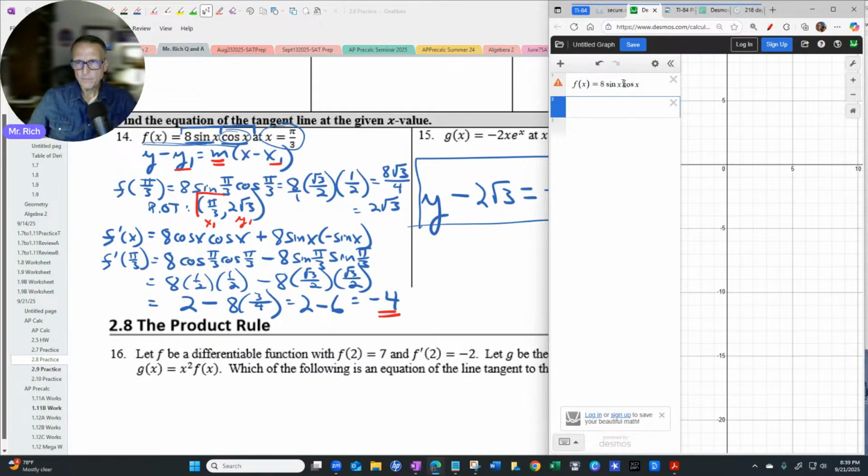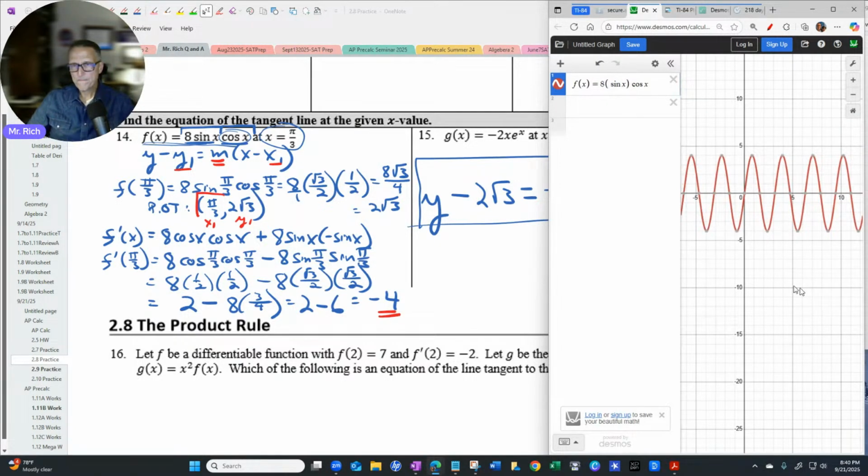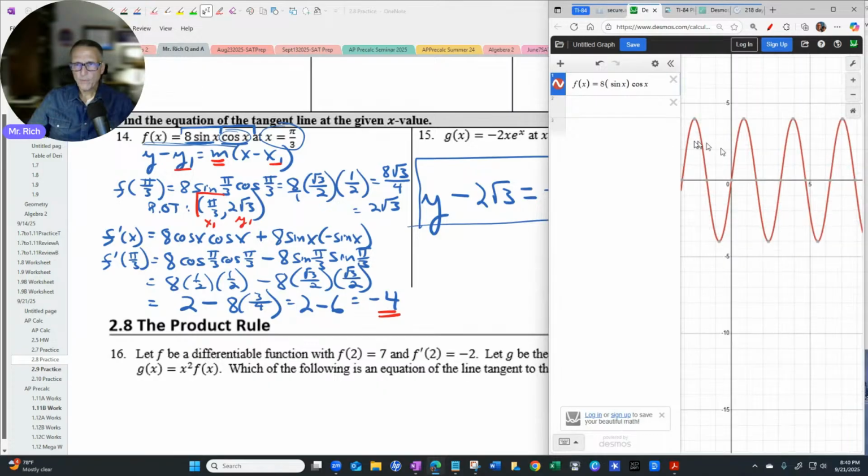They want me to put this in parentheses. Desmos doesn't like me to put those trig functions right next to each other. All right, so that's going to be 8 sine x cosine x. So the first thing I want to do is just see if the point of tangency is legit, if it really is on the curve. So we're going to do pi over 3 comma 2 square root 3.